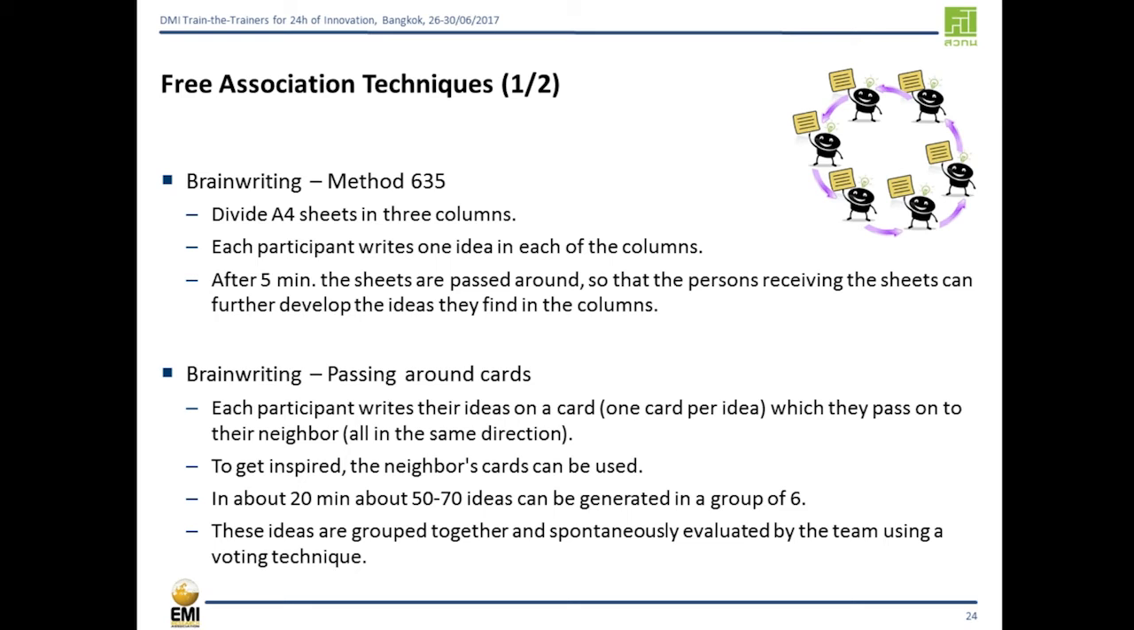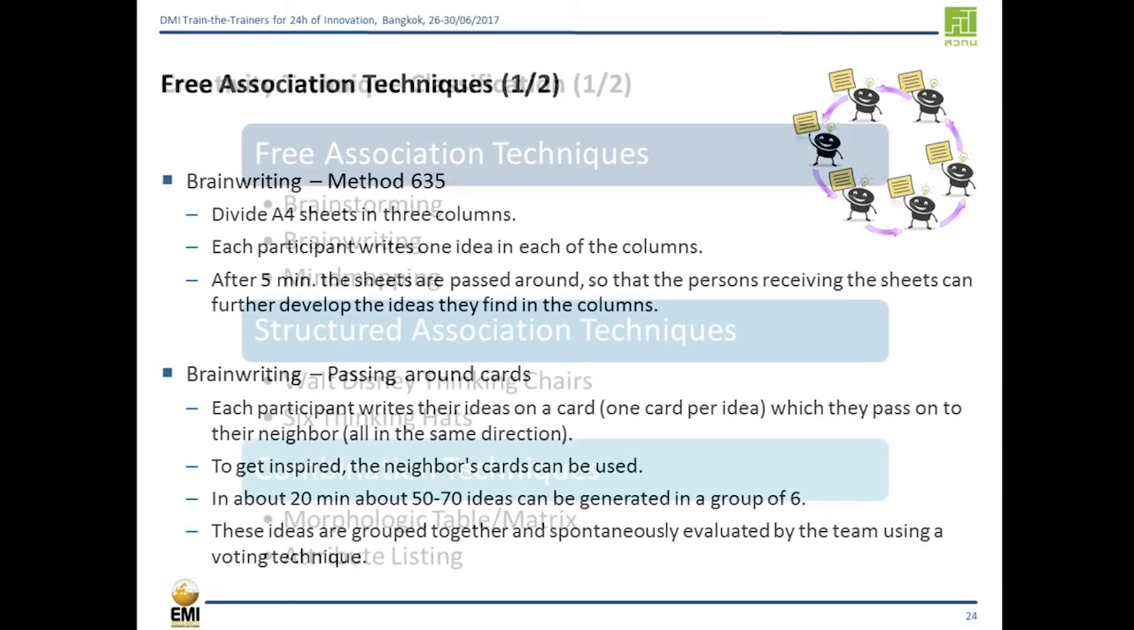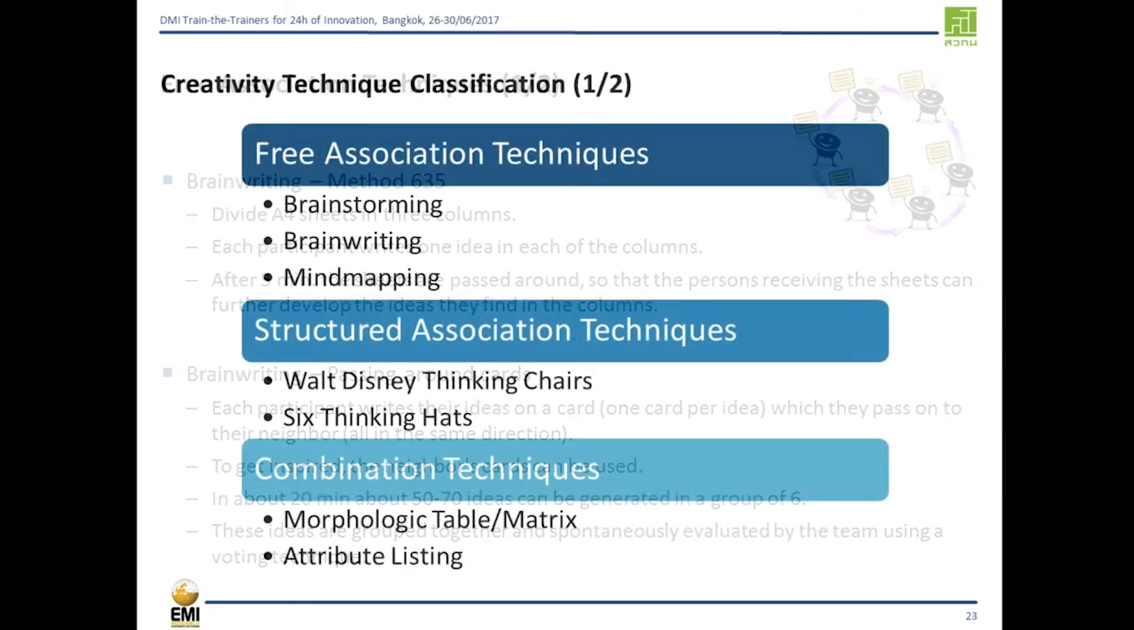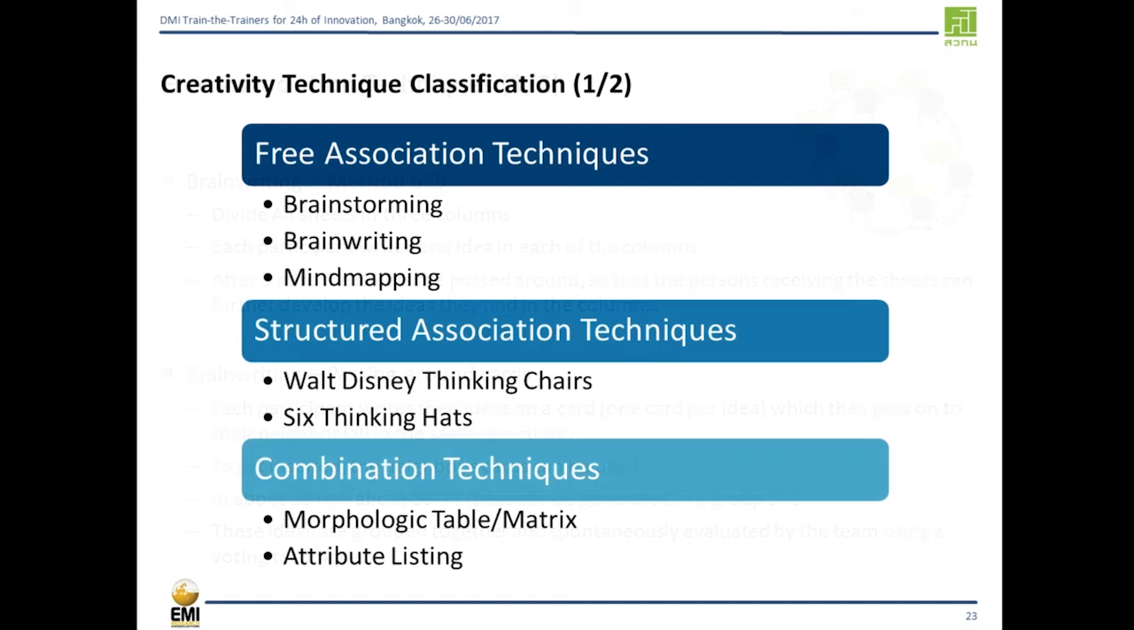So, for each of these categories, I've proposed a few techniques, some of them quite popular, some of them a little bit less. So first you see the brainstorming. It's a typically free association technique. As I told you, no guidance in brainstorming. Just put your ideas on post-its typically. I did not even list that, because everybody knows that.